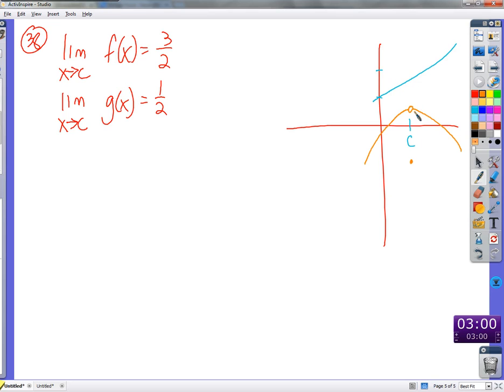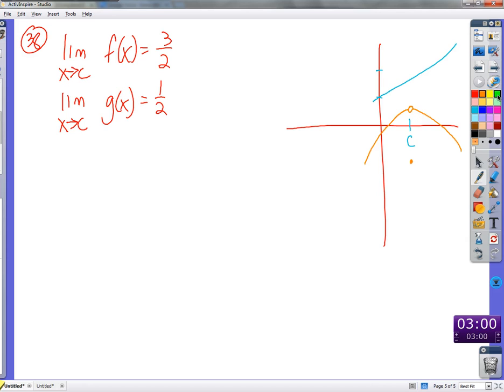Now keep in mind that the limit is from the right and from the left. We're seeing if they approach the same value from the right and from the left. But definitely that's true. For f of x, the limit is 3/2. For g of x, the limit is 1/2. And this might be an example that they use, I don't know. But let's say we were to add the functions together. All that means is we take the y values and add the y value to the y value to get the new function.